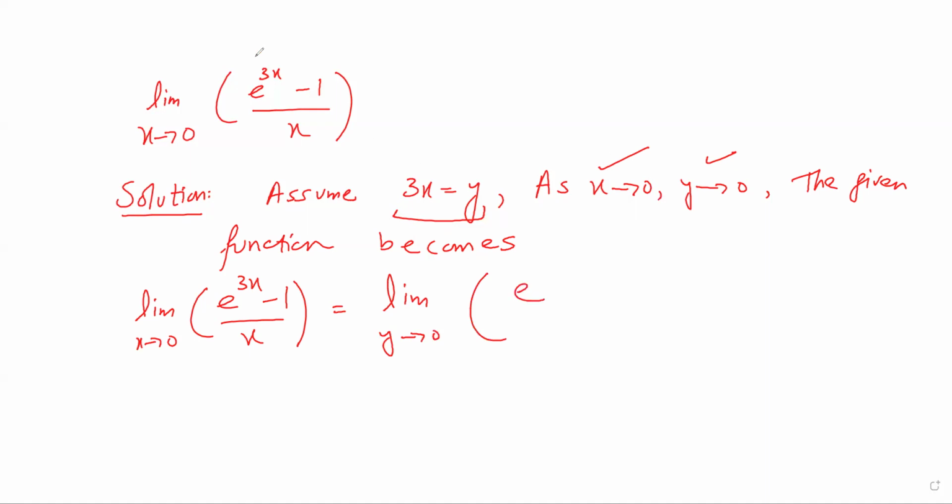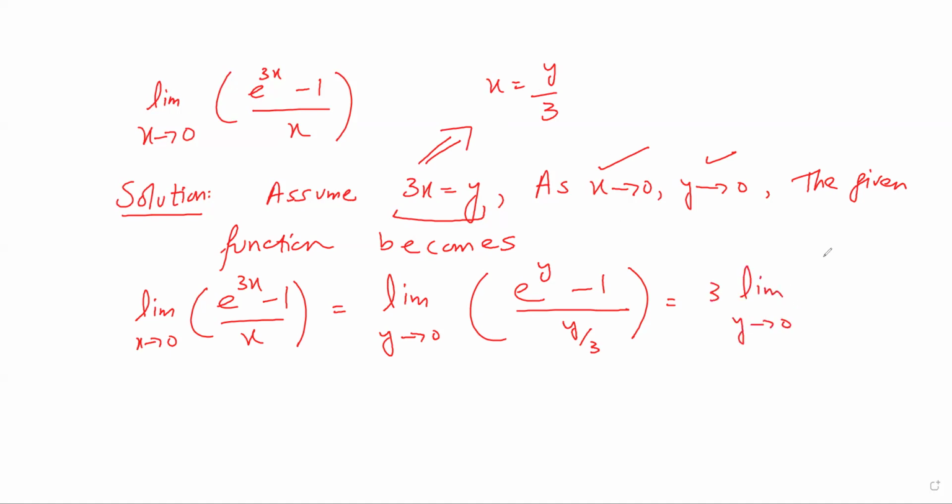E power, so this 3x will be replaced by y. Now this limit will only consist of y, but not x, minus 1 divided by x. So this x will also be replaced. From this equation, we can see that x is equal to y divided by 3. So here we will replace it with y divided by 3, which is equal to 3 limit y goes to 0, e power y minus 1 divided by y.